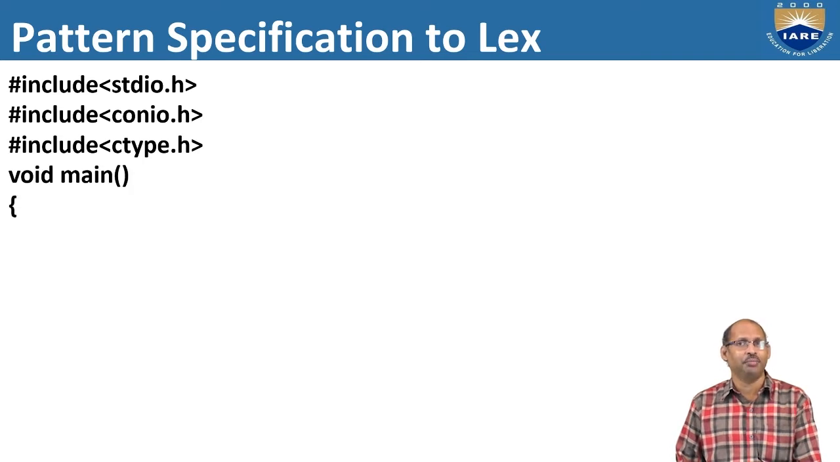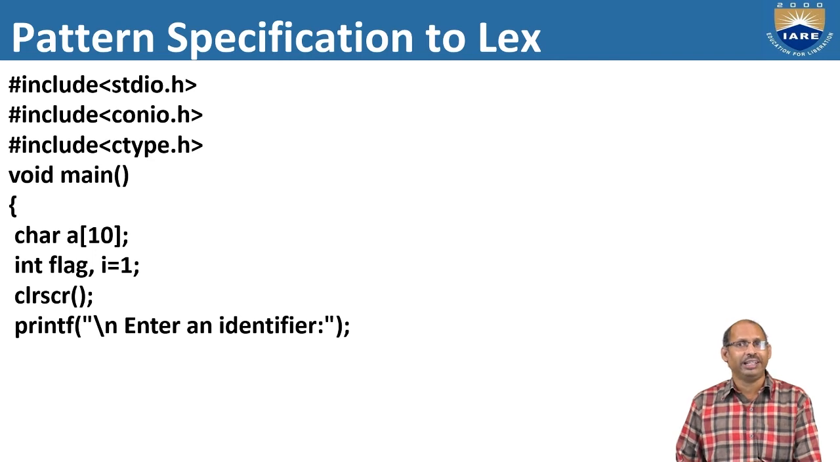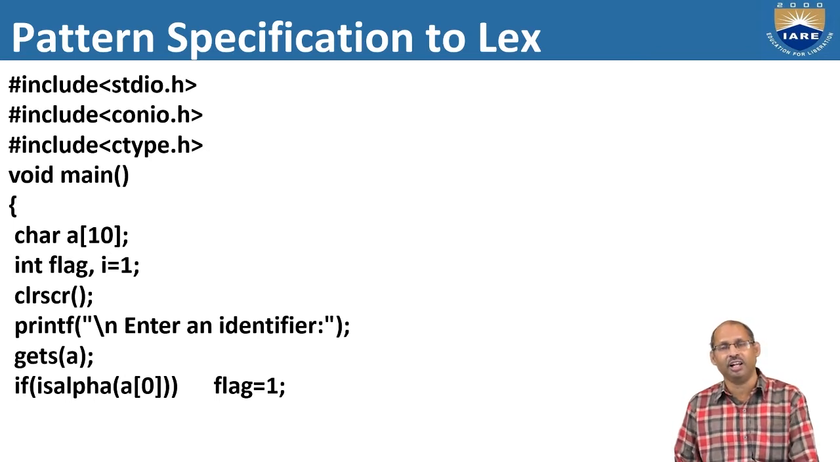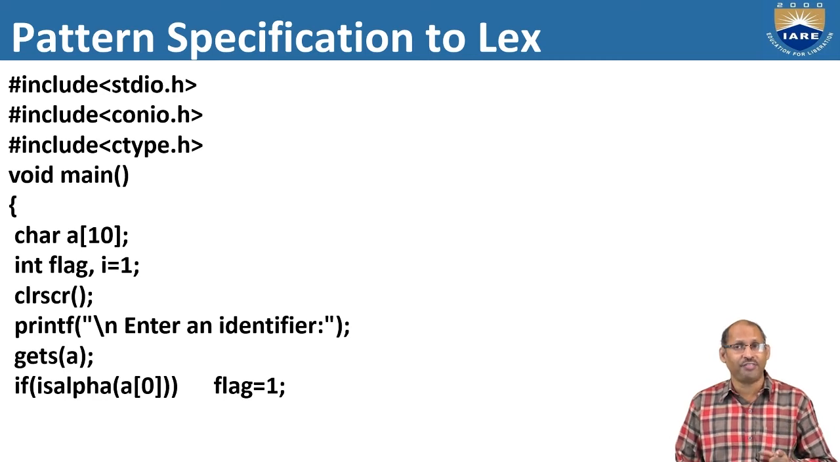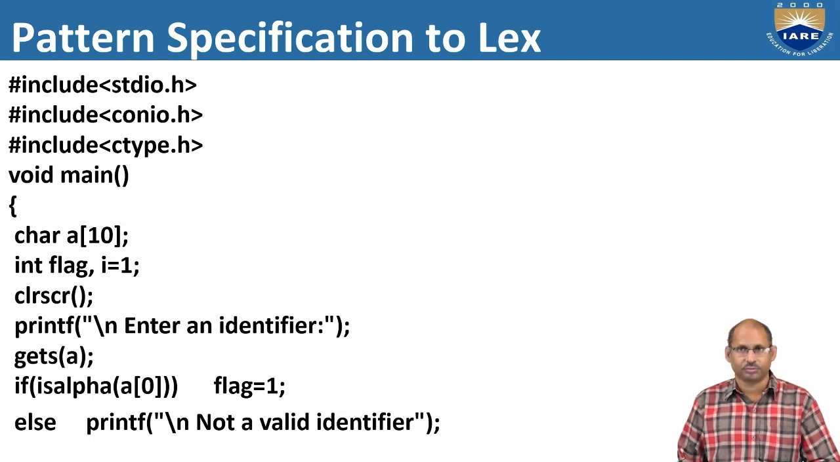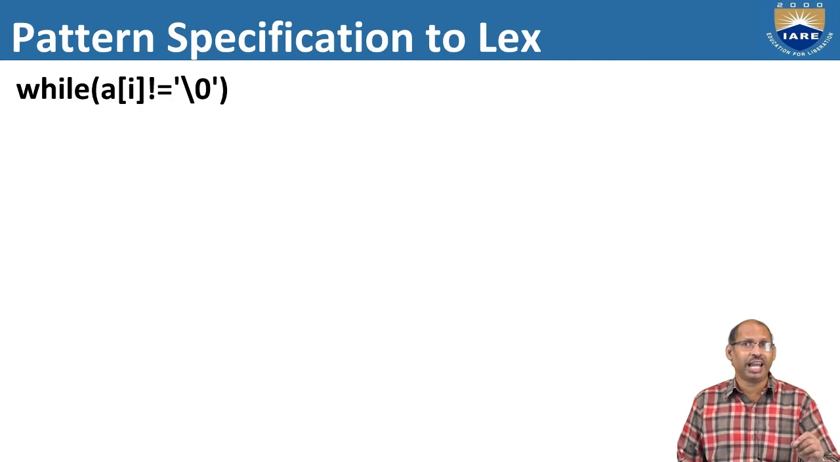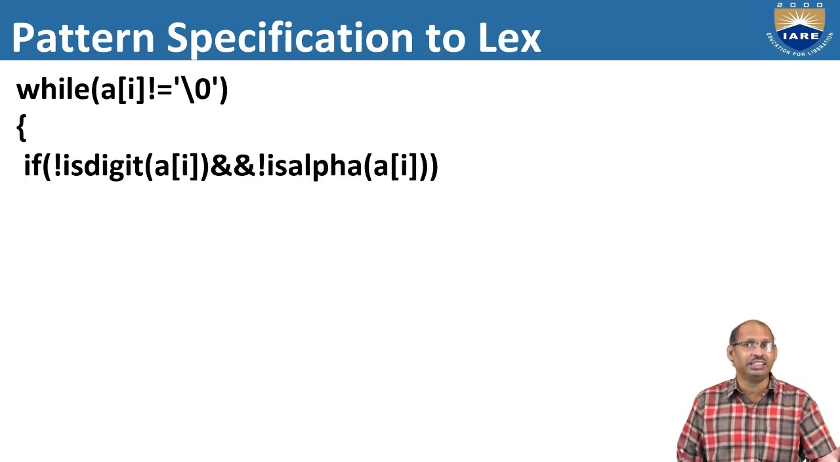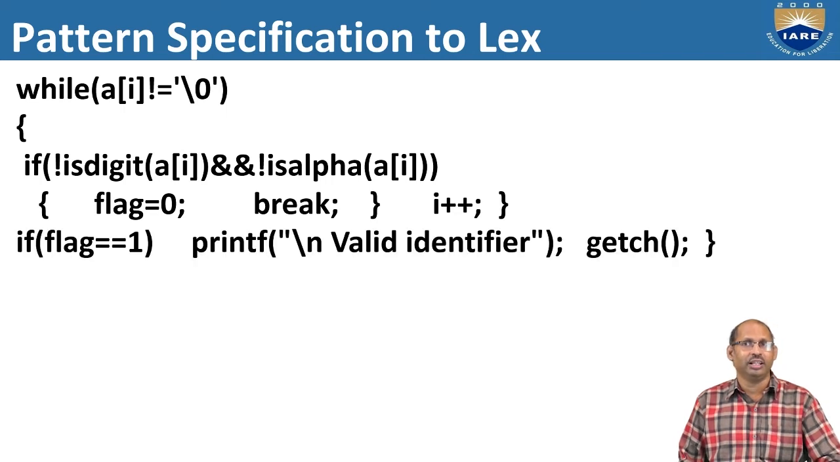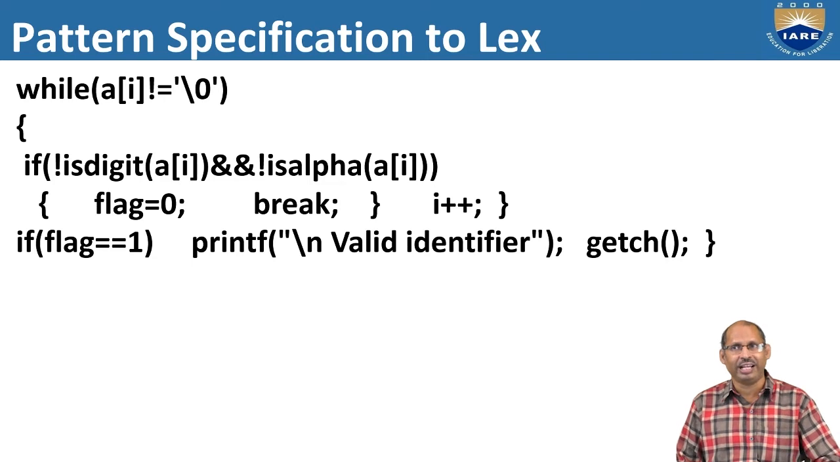We are including header files, our main function, and declaration of the variables, right? Enter an identifier. So we are getting a string. If the first character is an alphabet, the flag is 1, right? If not, it is not a valid identifier. Here we are converting the algorithm for the pattern identifiers to C programming, right? The first character should be an alphabet; we are checking whether it is an alphabet or not. If it is, for the next characters we check whether each is a digit or an alphabet. If not, we simply set flag to 0 and break. Otherwise, if the flag is 1, print it is a valid identifier.